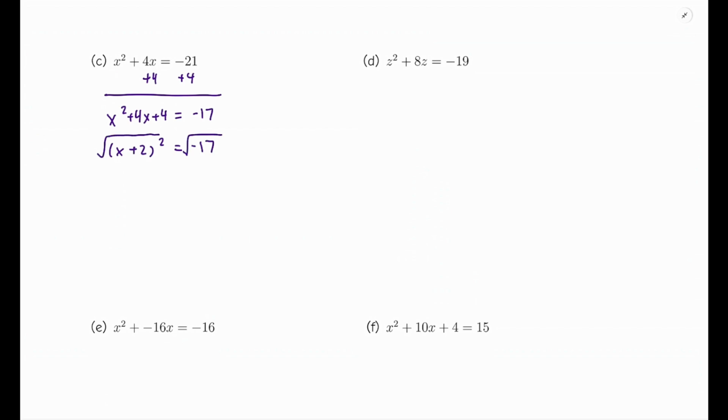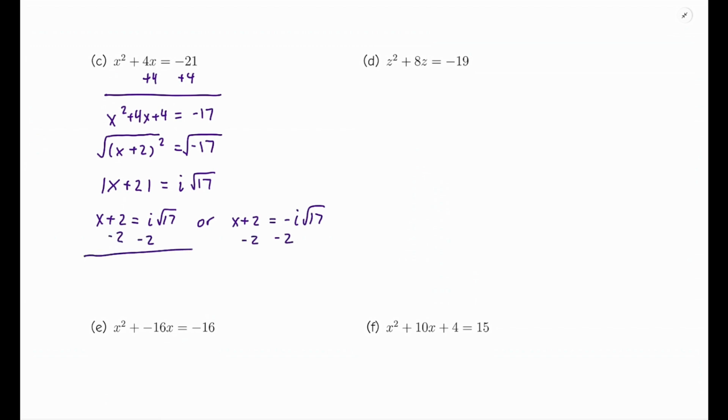Take the square root of both sides, we get the absolute value of x plus 2 is equal to, and now we're taking the square root of a negative, so this is where we need a complex number. So i square root of 17. So then we get x plus 2 is equal to i square root of 17, or x plus 2 is equal to negative i square root of 17. Subtract 2, and we get x equals negative 2 plus i square root of 17, or x equals negative 2 minus i square root of 17.